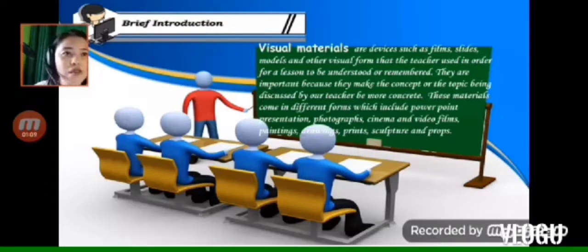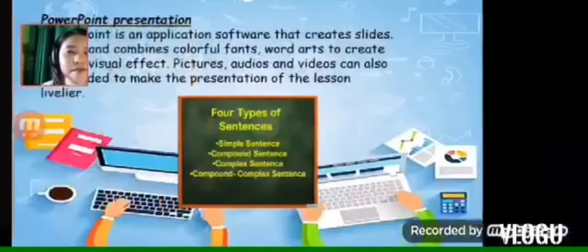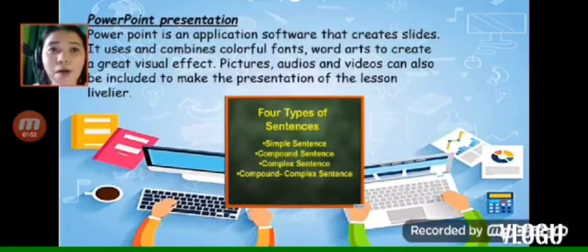They are important because they make the concept or the topic being discussed by our teacher more concrete. These materials come in different forms which include PowerPoint presentation, photographs or photos, cinemas or movies and video films, paintings, drawings, prints, sculptures, and props. So the first one is the PowerPoint.